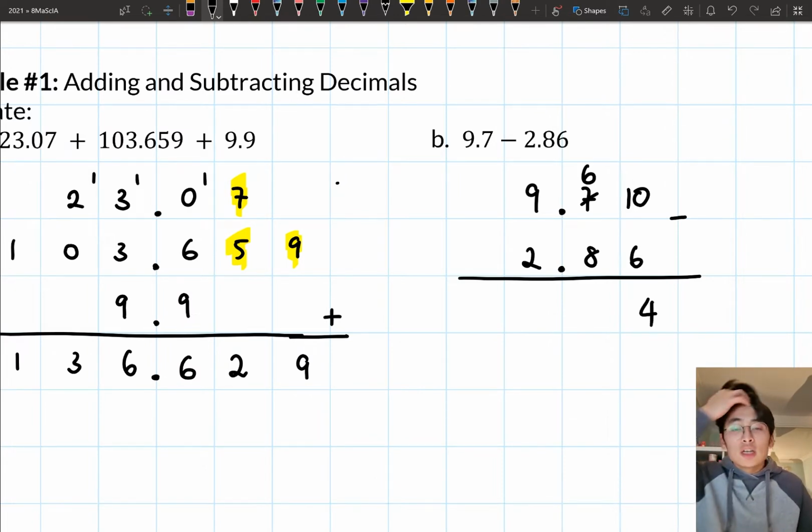So when you're doing these, you need to make sure that the number at the top is bigger than the number at the bottom when you subtract, or else you're not going to be able to do this correctly. And if you need to, you can borrow numbers from the previous digit to help you do that.